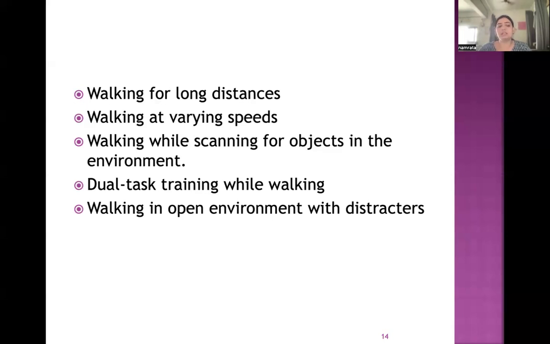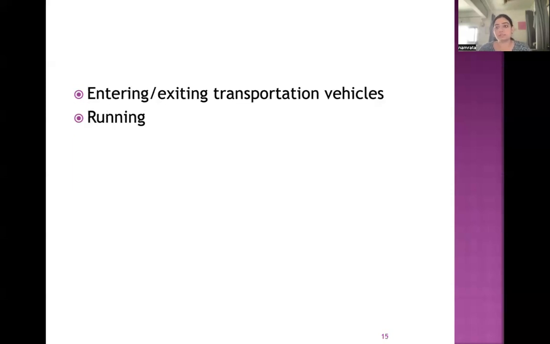In your clinic, you can ask your patient to walk and then you throw a ball towards the patient. So the patient has to concentrate on the ball which is coming towards him, and he also has to continue walking. So this is the dual task. The patient has to complete both tasks in a particular time frame. So dual task training while walking, then walking in the open environment and with distraction.